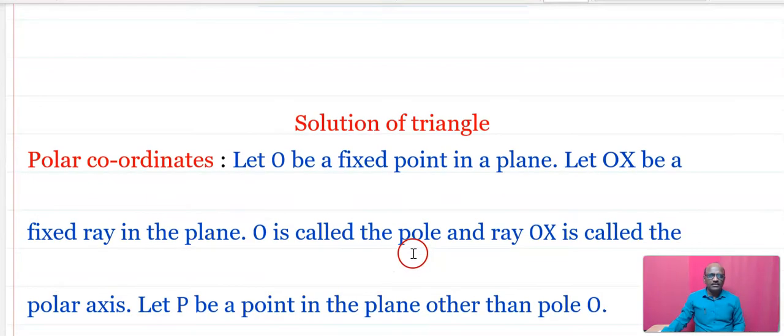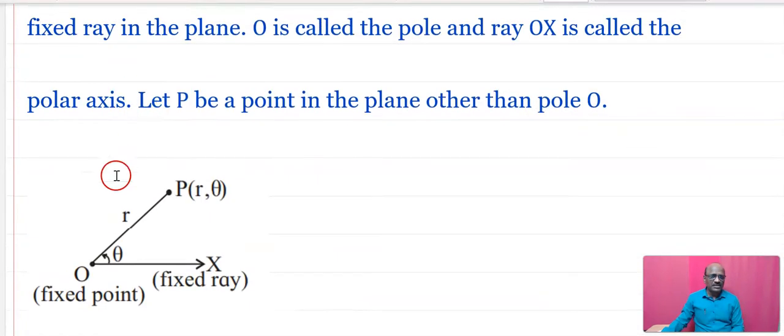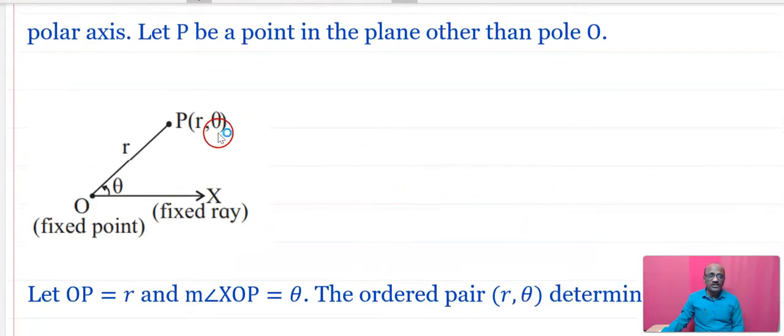Solution of triangle. Polar coordinates. Let O be a fixed point in a plane and let OX be a fixed ray in a plane. O is called the pole and OX is called the polar axis. This is the polar axis. O is a fixed point in a plane. Next, let P be a point in a plane other than pole O, whose coordinate is r theta.